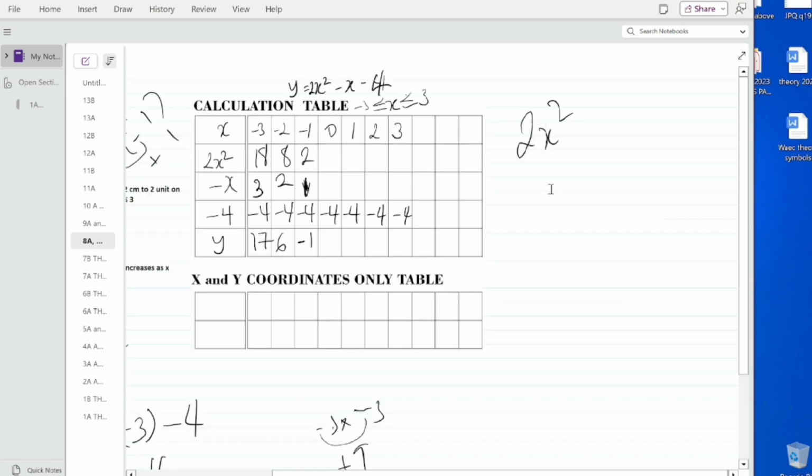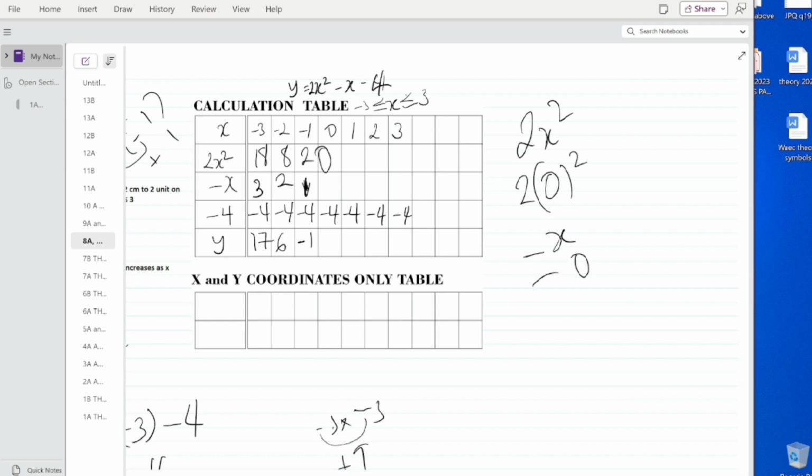We have 2x squared when our x is 0. So you have our value of x to be 0. 0 squared is 0. 0 times 2 is 0. We have our value for minus x. When x is 0, minus 0 is 0. So we have 0 plus 0 minus 4, that's still minus 4.